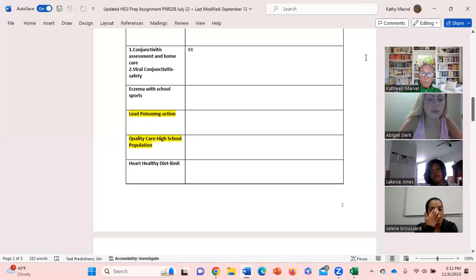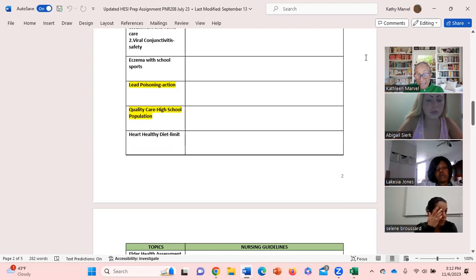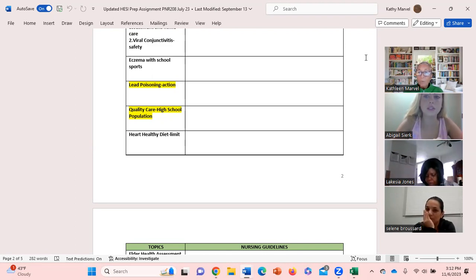Lead poisoning, action, quality care, high school population. What do we think they're going to ask about lead poisoning? What's the action? What would a kid present with lead poisoning? Lethargy, lower, many things. Developmental delays. Cognitive delays. Yep.